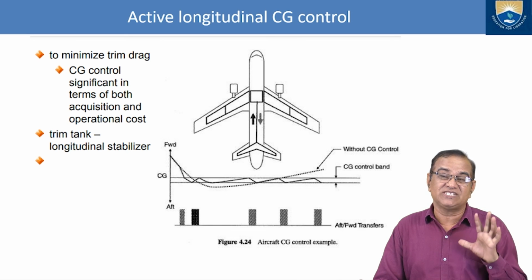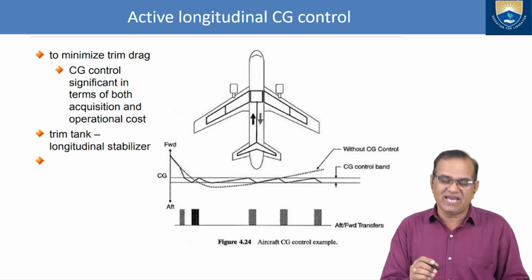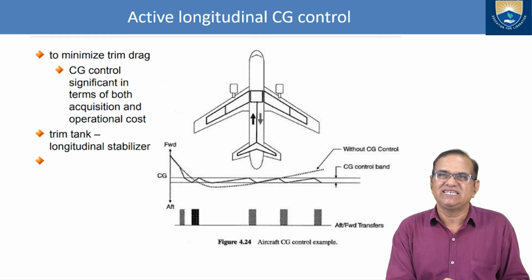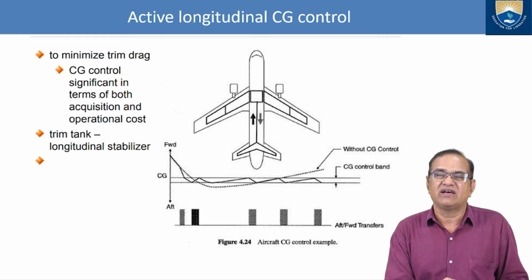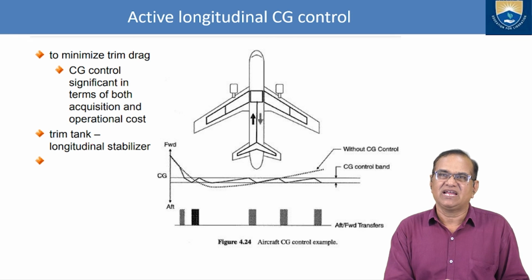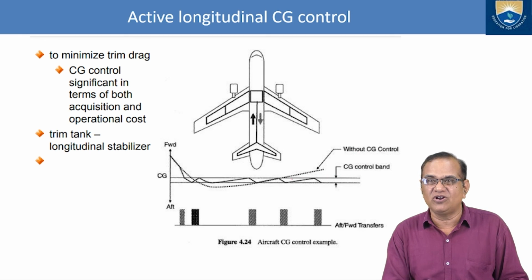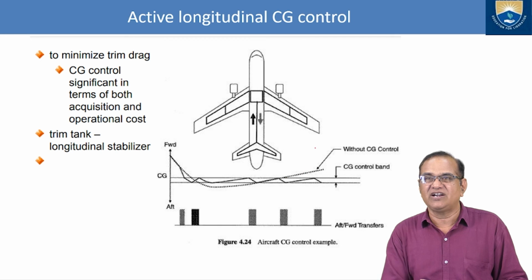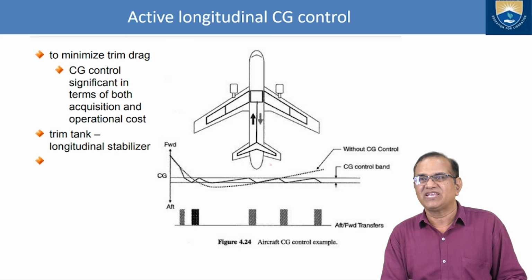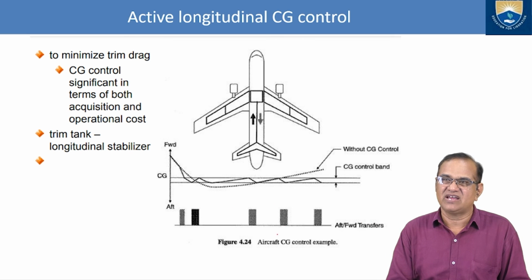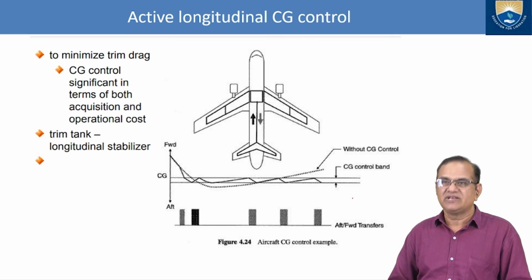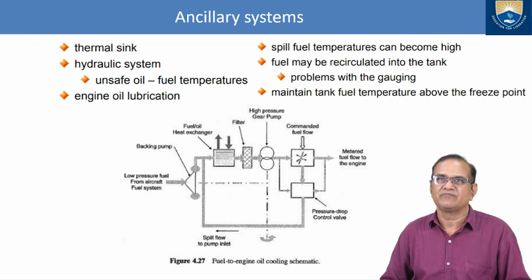How to control the CG? It is very, very important. To minimize trim drag, CG control is significant in terms of both acquisition and operating cost. Trim tank, longitudinal stabilizer, without CG control and with CG control. If the CG is controlled, it should be in this line. But if it is not, you see, a lot of variation can be there. Aft, forward. Okay, so this is an aircraft CG control example. This is shown in this way.